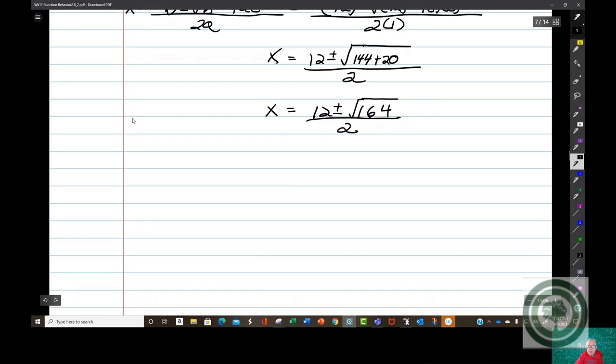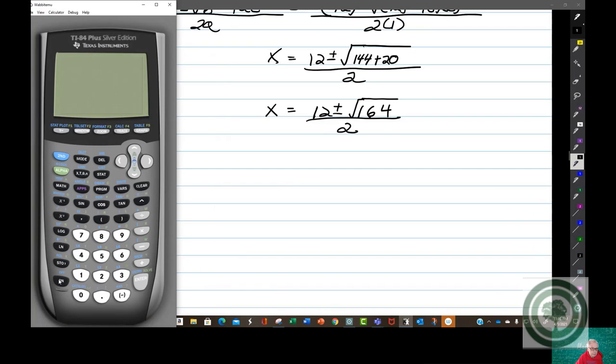Over 2. Okay, now something we're going to have to do. This would get you partial credit. But let's go for the gold. I'm going to factor 164. Let's get the calculator. Let's see. Divided by 2. No, let's divide by 4. Let's go for it. 164 divided by 4. It worked. 164 divided by 4 is 41.